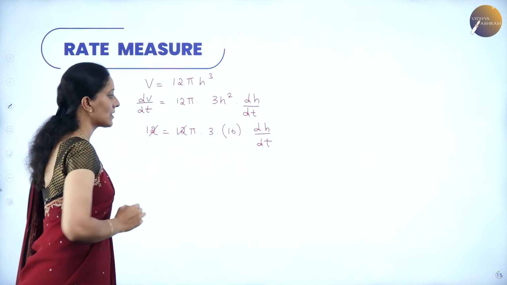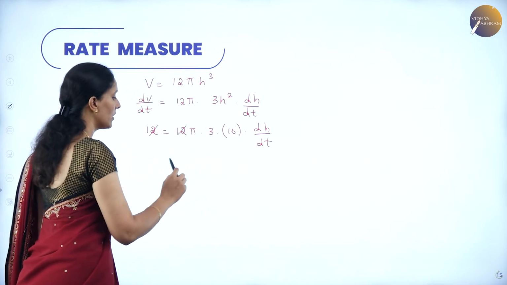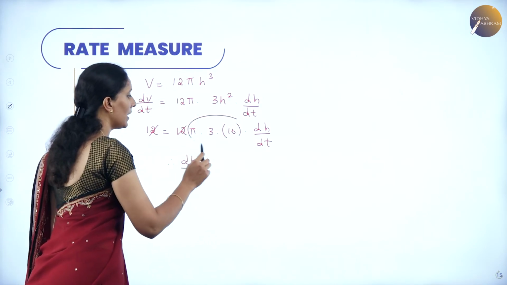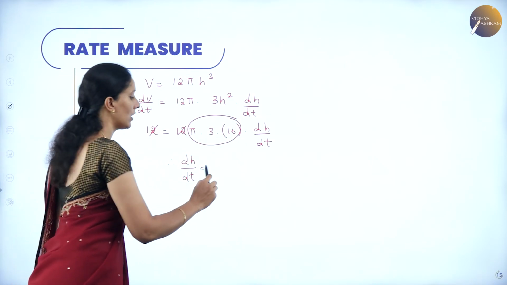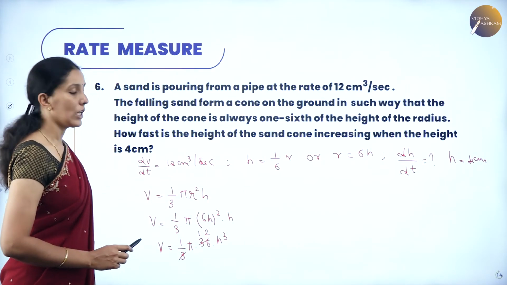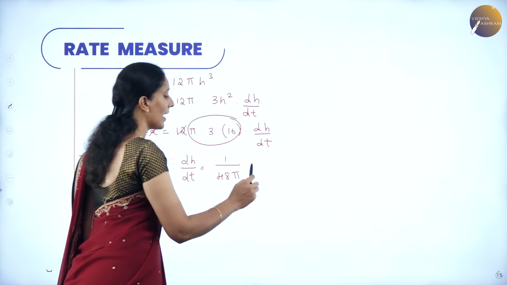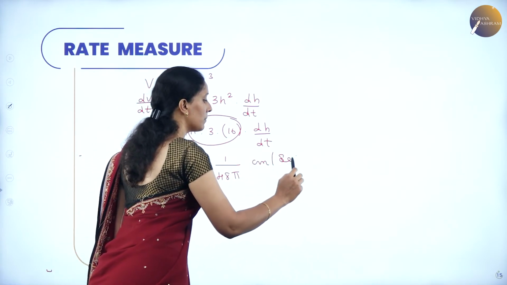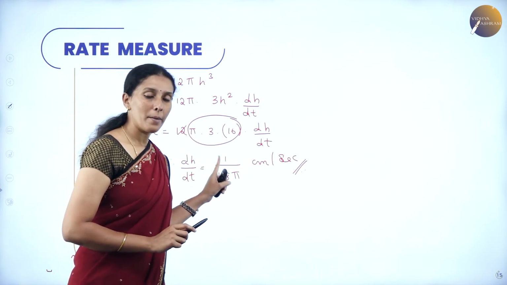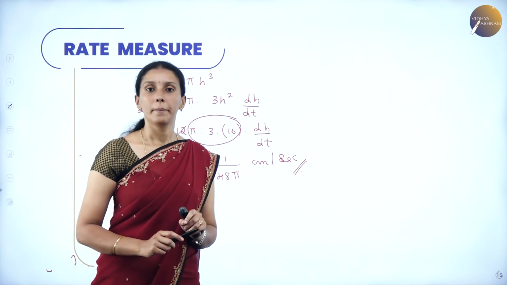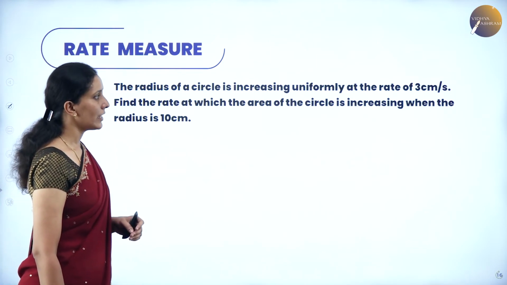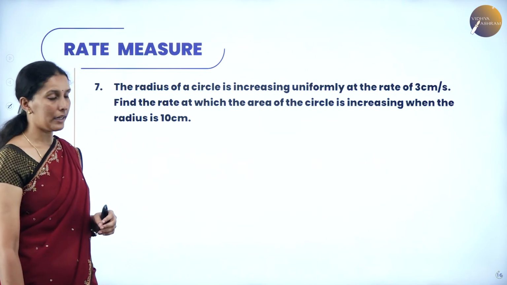Now 12 cancels, 16 threes are 48. So therefore I can write dh/dt is equal to, so this complete thing can be moved to the denominator, 1 divided by 48π. So what is the unit given here? It is centimeter. Since this is height, we can write it as centimeter per second. So therefore the height of the cone is increasing at the rate of 1/48π centimeter per second.